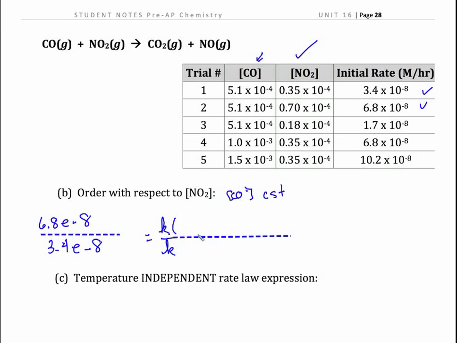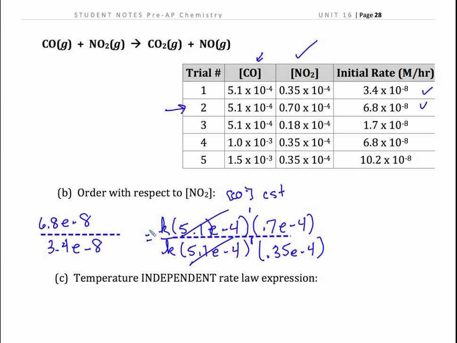So I have K over K. If you don't write that, you wouldn't get it wrong. 5.1 times 10 to the minus fourth times 0.7 times 10 to the minus fourth. That's trial 2. Over 5.1 times 10 to the minus fourth. Okay, and we know that's to the first power. So honestly, if you couldn't find some place where these were constant or controlled, just keep them in the algebra. The only reason we had to have them cancel before is because we didn't know the power. So 0.35 times 10 to the minus fourth. That cancels and that cancels.